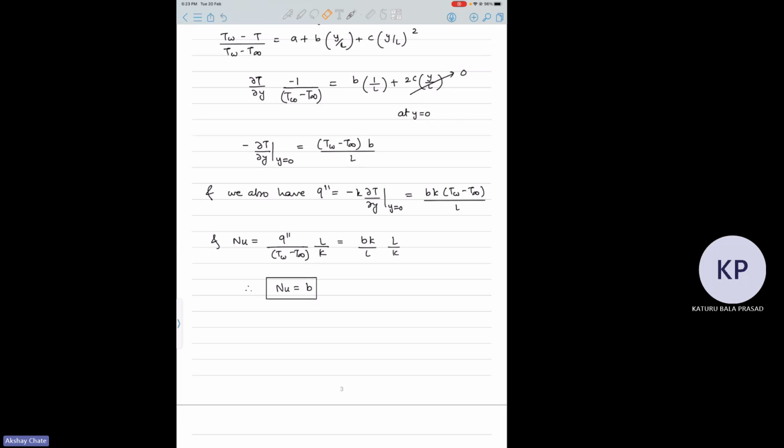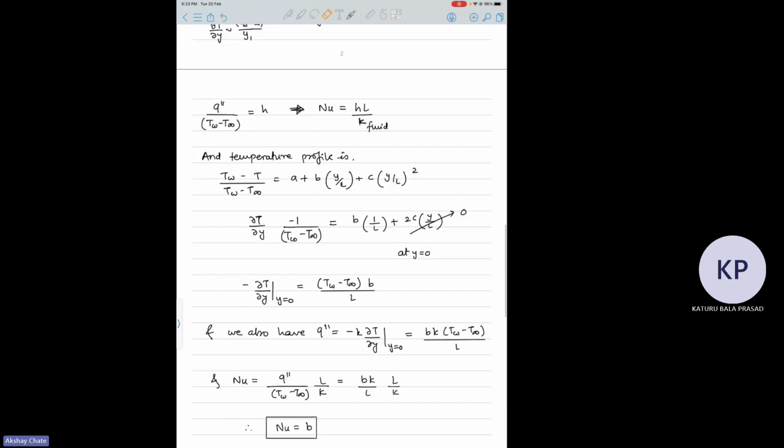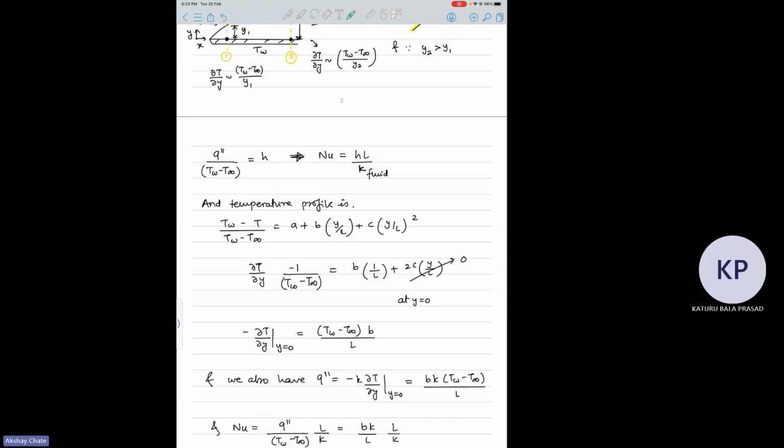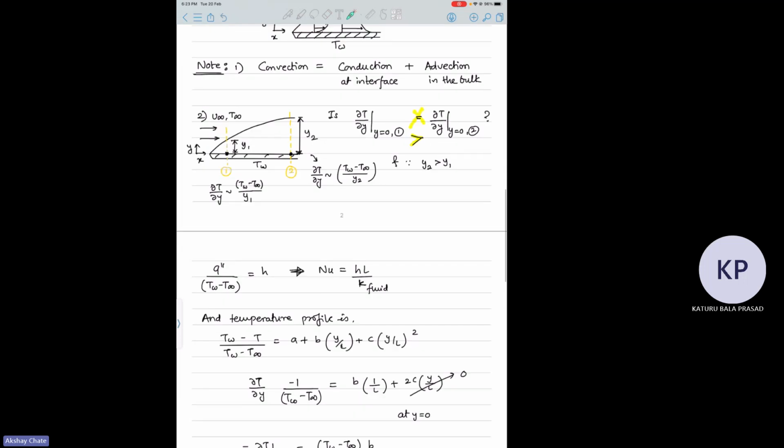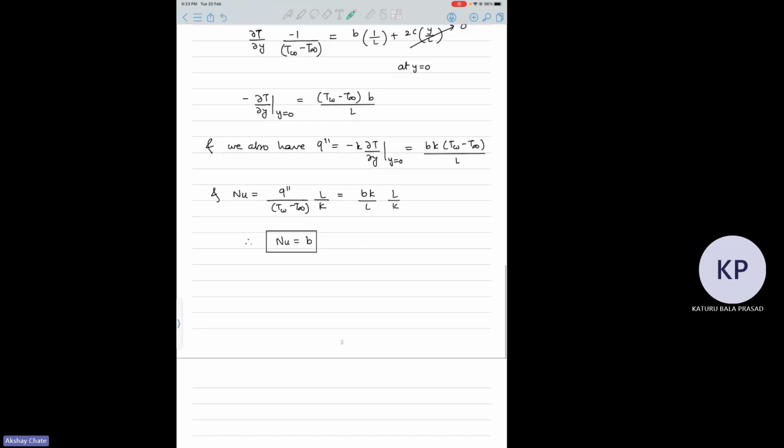So here your Nusselt number is constant, and again, Nusselt number essentially is H L by K. L is constant, K is constant, so that means your H is also constant. So this is a case of constant Nusselt number that translates to constant heat transfer coefficient. So your local heat transfer coefficient is constant here, here, everywhere. So that is one more insight that you can draw out of this.